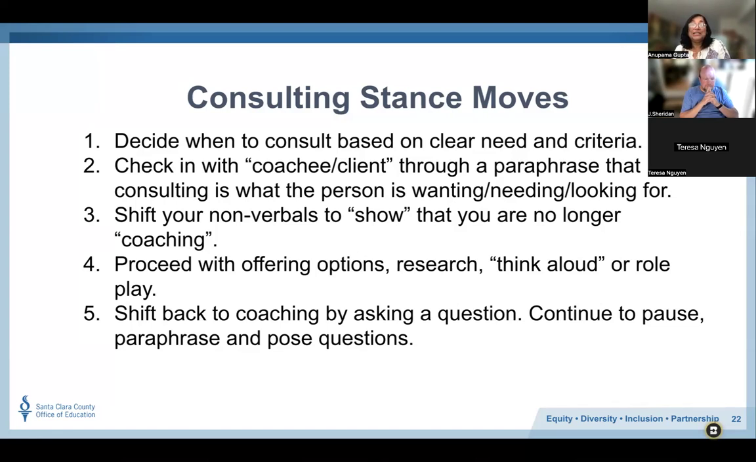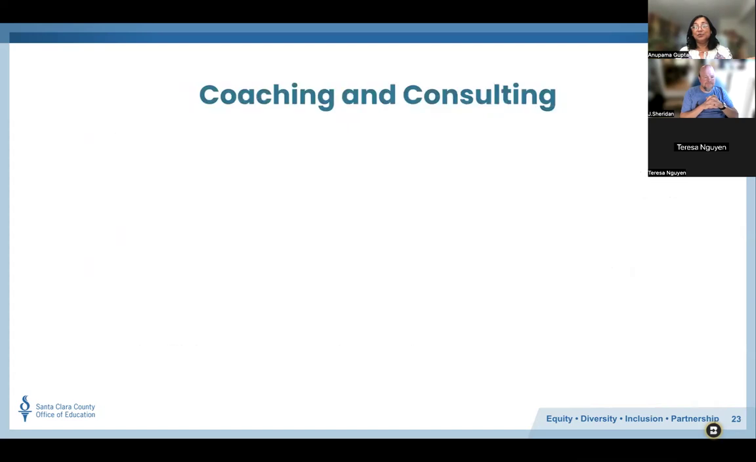So again, when you lead them on a little bit and got them thinking, then you can easily shift back to your coaching stance again by asking a deeper thought-provoking question, and then continue to pause, paraphrase, and pose questions. And you know about those, like pausing and paraphrasing. So you're giving them more think time. You're helping them process their thoughts and come up with their own ideas. So that will build their confidence that they are on the right track. So those are some consulting stance moves.